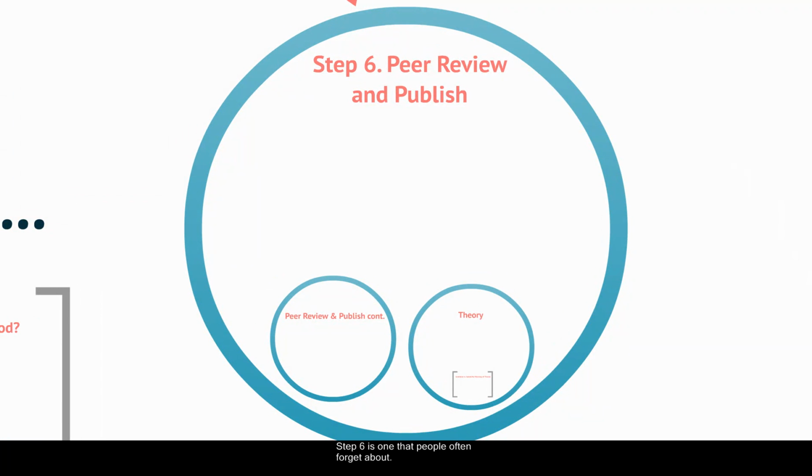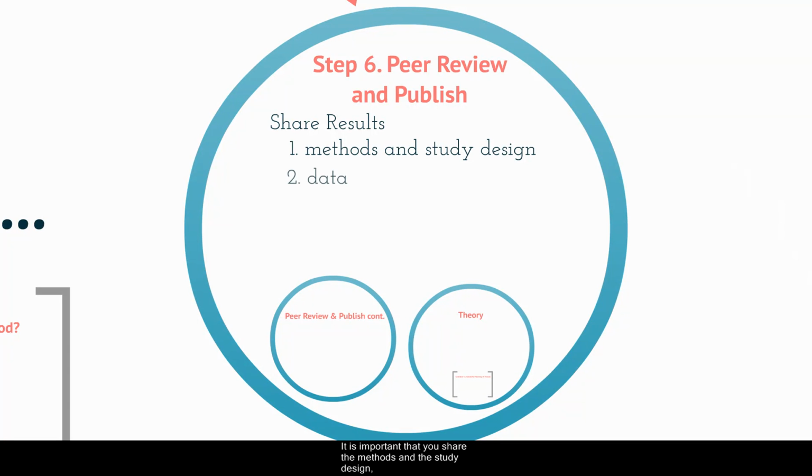Step 6 is one that people often forget about, and this is the peer review and publish step. This is when you share your results, and it's important that you share the methods and study design, the data that you actually collected, and your conclusions, statistics, and how you reached those conclusions. This does a couple things. It makes science self-correcting. If there is information that was not right, maybe you didn't analyze your data correctly, or maybe there was a basic flaw in your study design, the only way you're going to find out about that is if other people look at your information and start asking questions.